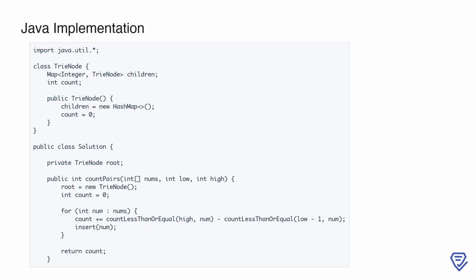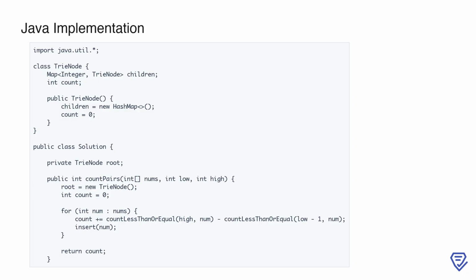The constructor initializes these fields. Next, we define the solution class, where the root of our tree is declared as a private variable. The main method, countPairs, takes an array of numbers and two integers, low and high, as input. The goal is to count pairs of numbers whose XOR lies within the given range. We initialize the root node and a variable count to 0.